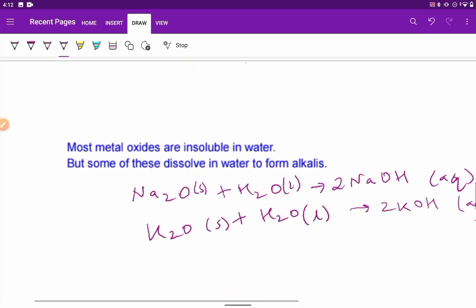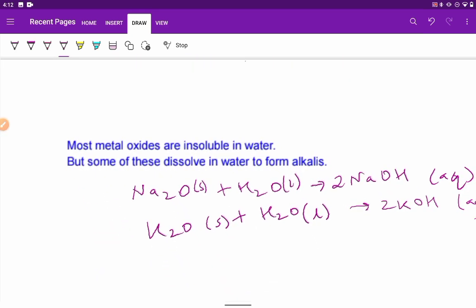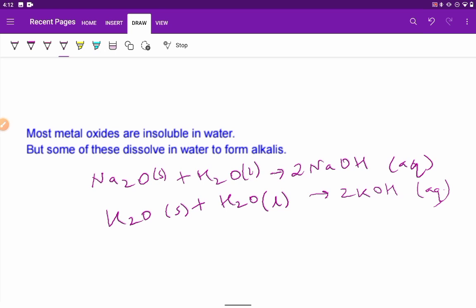Most of the metal oxides are insoluble in water. They don't dissolve in water, but some of these dissolve in water to form alkalis, like Na2O solid reacts with H2O to give 2NaOH aqueous. Similarly, K2O plus H2O gives 2KOH aqueous. So I hope students you all understood this topic which we have discussed till now.